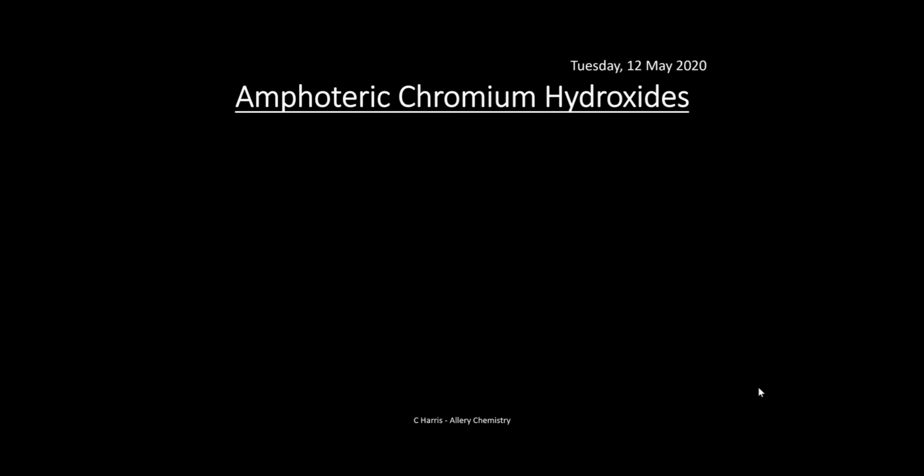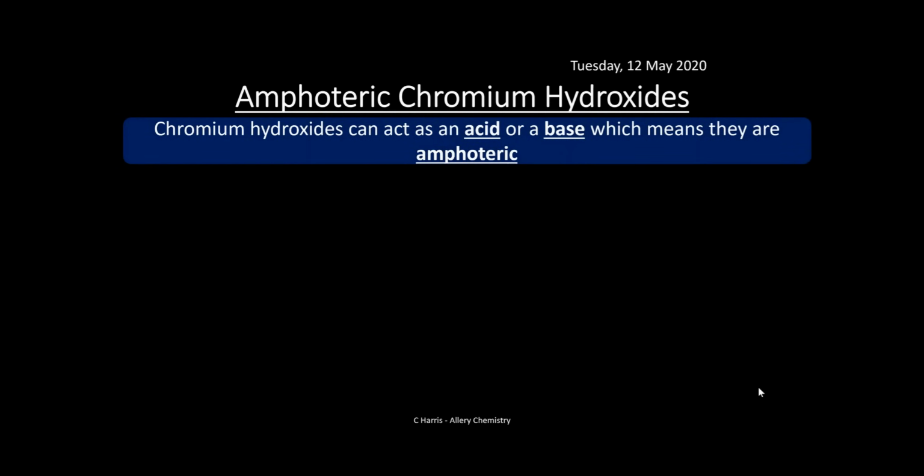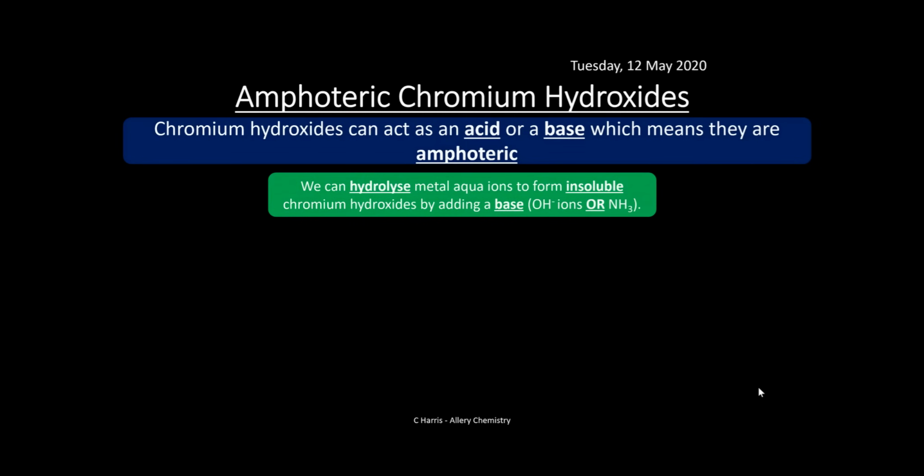Okay, so let's look at some amphoteric chromium hydroxides. So remember, amphoteric means it's something that acts as an acid or a base. So you would have seen that in the acid-base equilibrium topic as well. So if you're not sure on that, go and have a look there. This means that obviously they're amphoteric, and we can hydrolyze metal aqua ions to form insoluble chromium hydroxides by adding a base. So we can either add hydroxide ions, which are OH-, so like sodium hydroxide, or we can add ammonia to it. Either one will work.